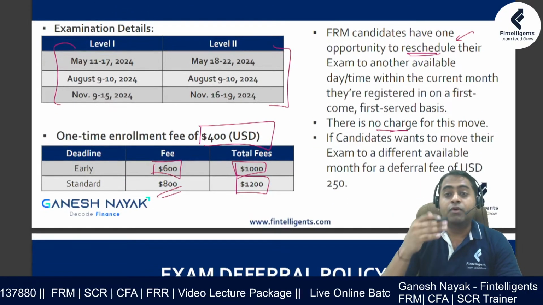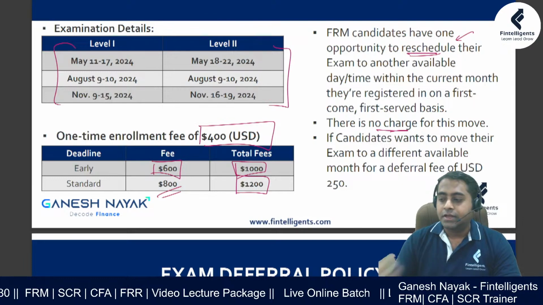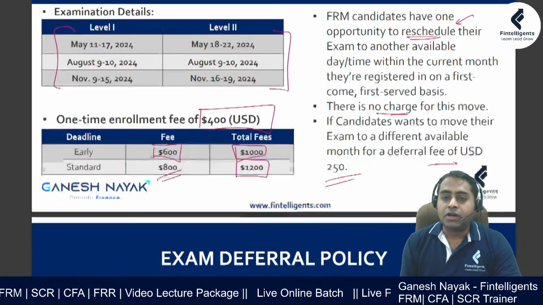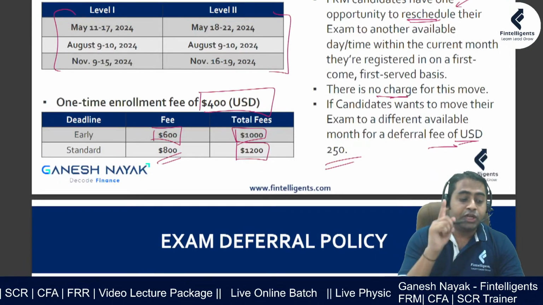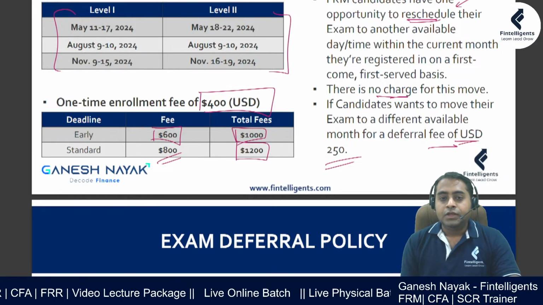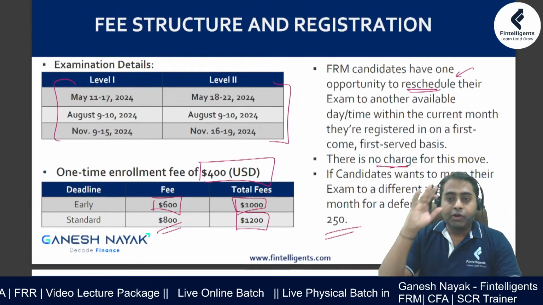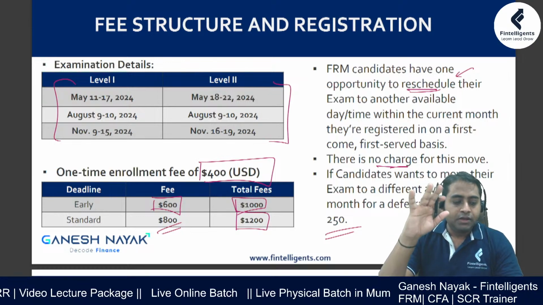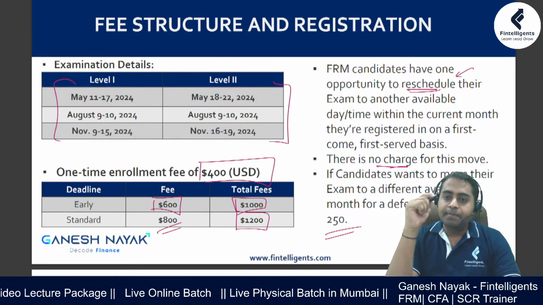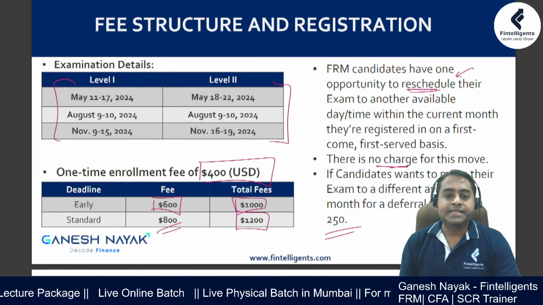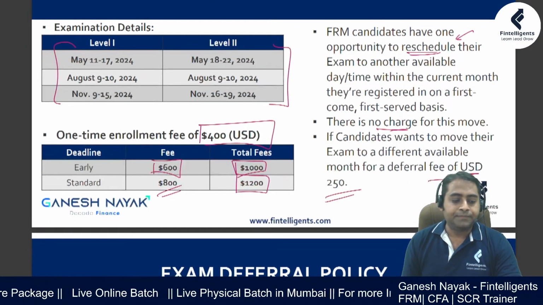But if I want to move from May to August, then there is a $250 US charge that you will have to pay. So I hope everybody is clear on the fee structure, right? And if there is any query, please put it on chat. I am also looking at the chat section right now. If there is any query, I'll address it.